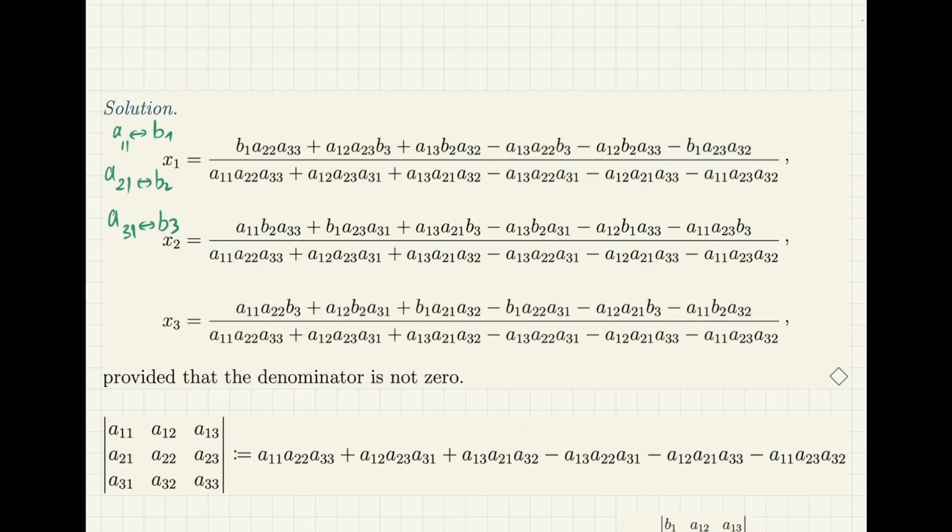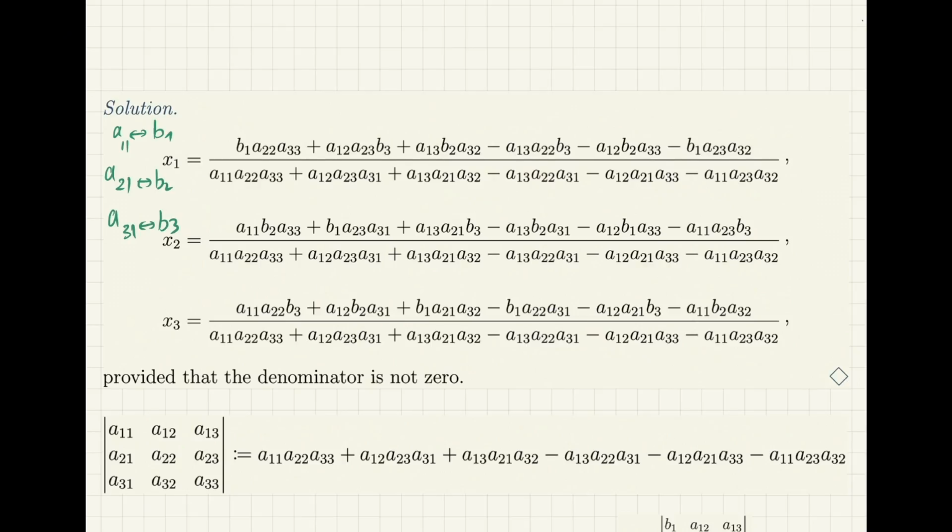So let me try to convince you somehow. Look here. I want to do this one first. I have a11 here and a11 here. If I replace a11 with b1, what happens? This a11 becomes b1, and then you see that a22 is the same, a33 is the same. And again here, a11 turns into b1, and a23 and a32 are exactly the same.